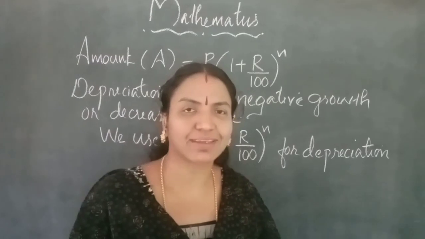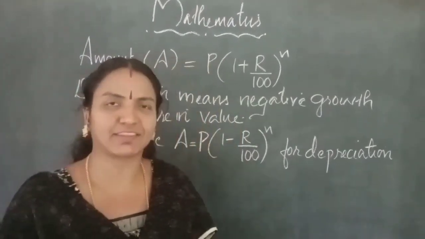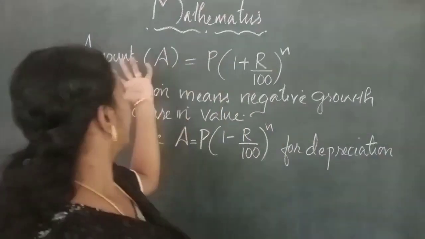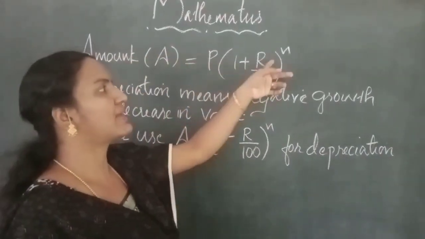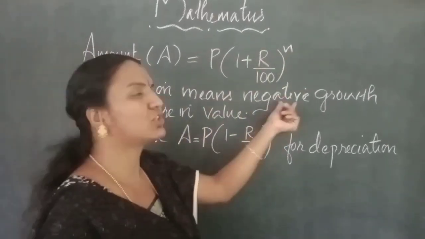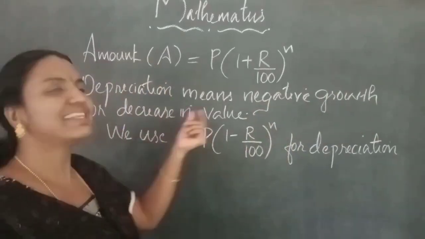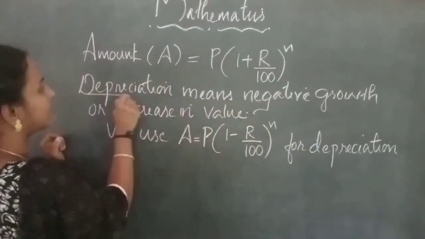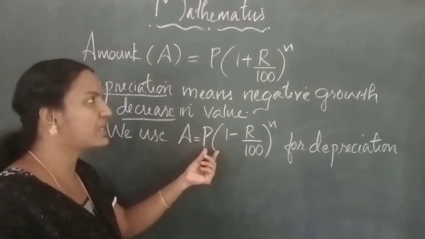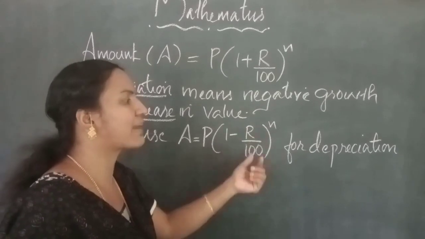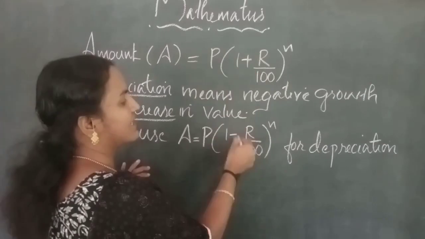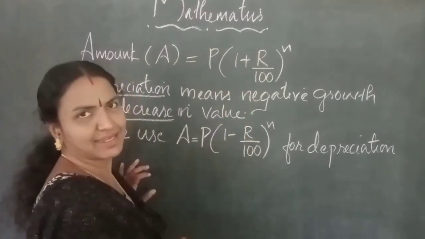The formula for calculating the amount A is A is equal to P into 1 plus R by 100 the whole power n. Depreciation means negative growth or decrease in value. So we use the formula A is equal to P into 1 minus R by 100 the whole power n for depreciation. The only change is in the sign. Here plus, here minus.